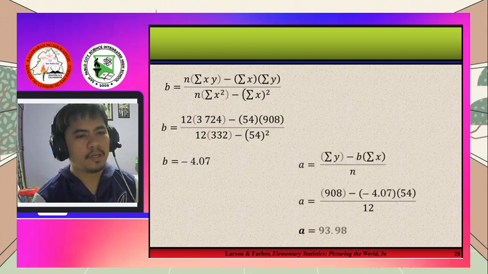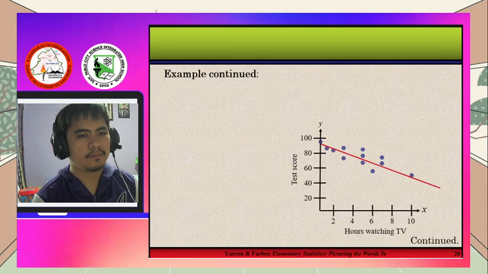And then we have here the y-intercept. So summation of y, which is 908, minus the slope, negative 4.07, times summation of x, which is 54, divided by n, which is 12. So our a now is 93.98. So we have now the regression equation. Y is equal to negative 4.07x plus 93.98. So we have here the graph.